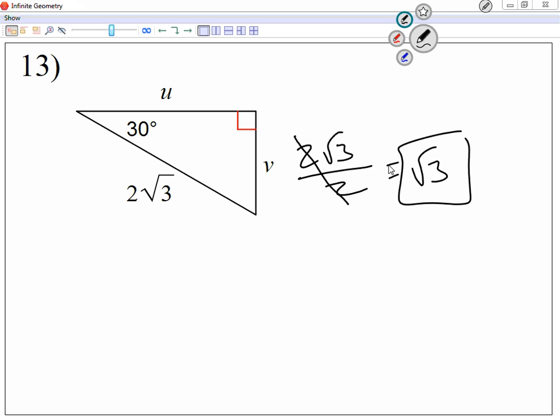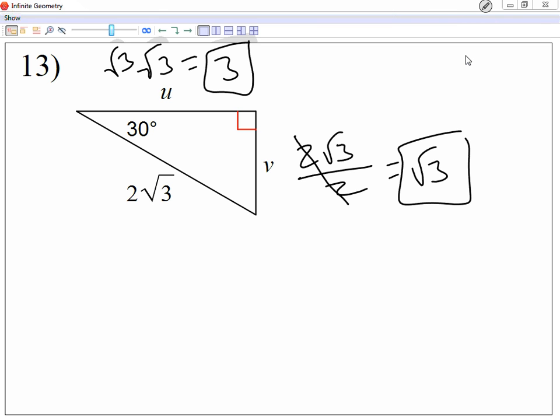That's V, radical 3. Now for you, starting with radical 3, which is the short side, you multiply by radical 3. How much is radical 3 times radical 3? Radical 9, which is, what's the square root of 9? 3. Remember, simplify your radical. So radical 9, I will call it 3. All right. Any other questions?